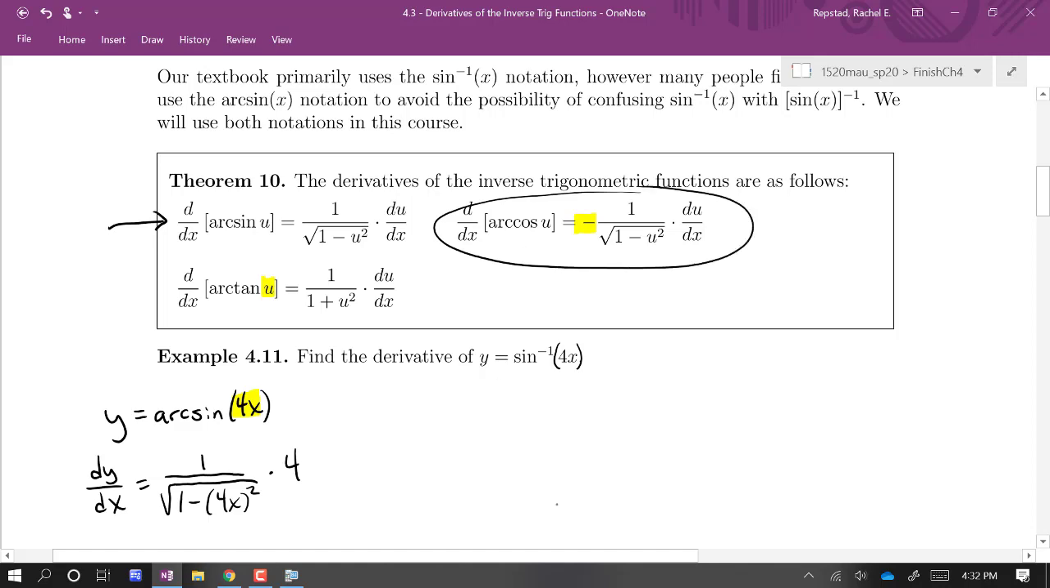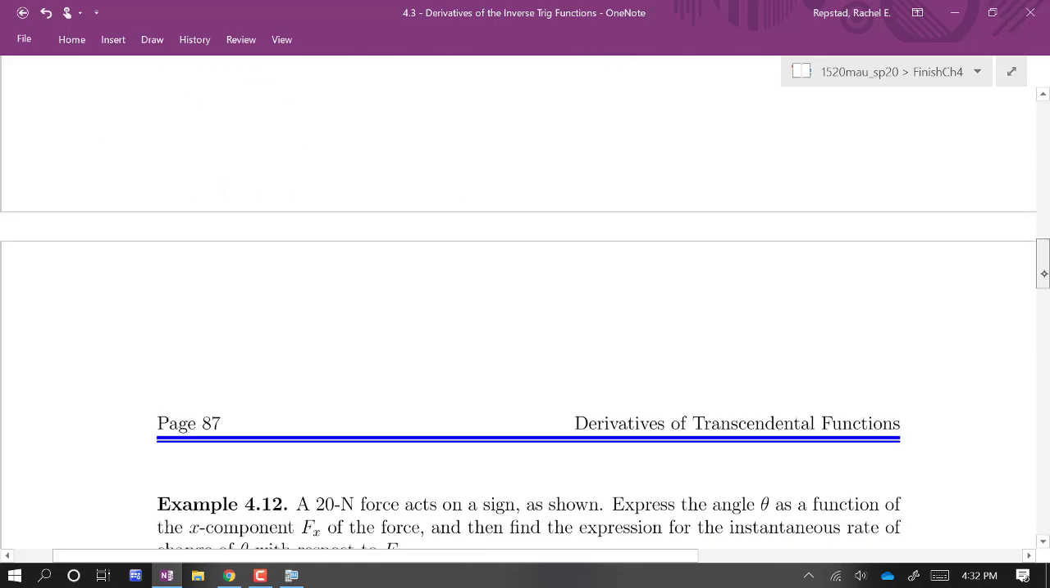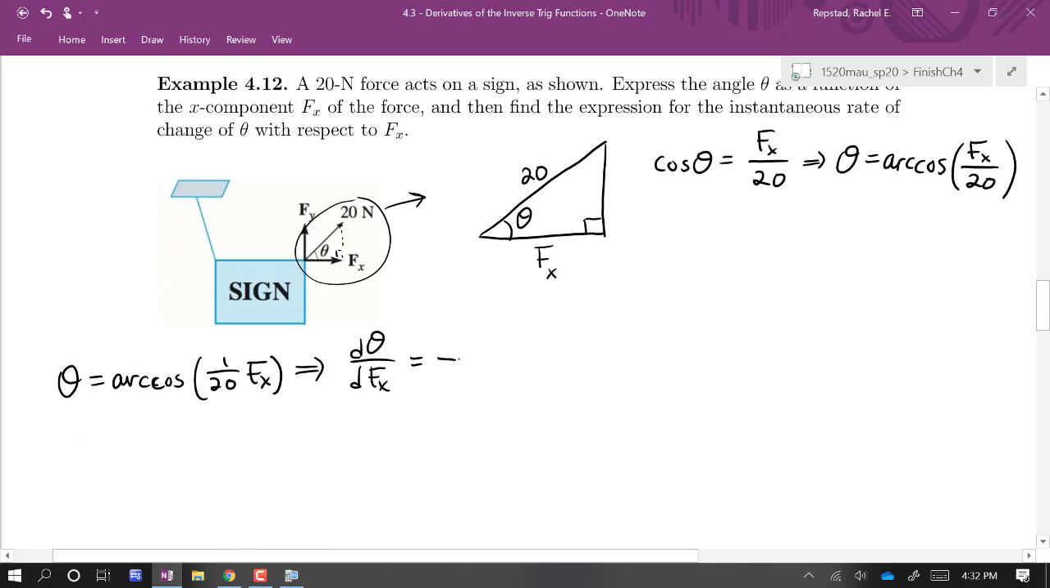So a negative 1 over the radical 1 minus u squared. So negative 1 over the square root 1 minus f sub x over 20 squared times. Now the reason that I rewrote this argument as 1 over 20 times f sub x is because I find it helpful to see that as really just a coefficient, some number, times the variable. So now when I'm applying the chain rule, I know that just means I'm going to multiply by 1 over 20. I don't have to use like the quotient rule or anything.